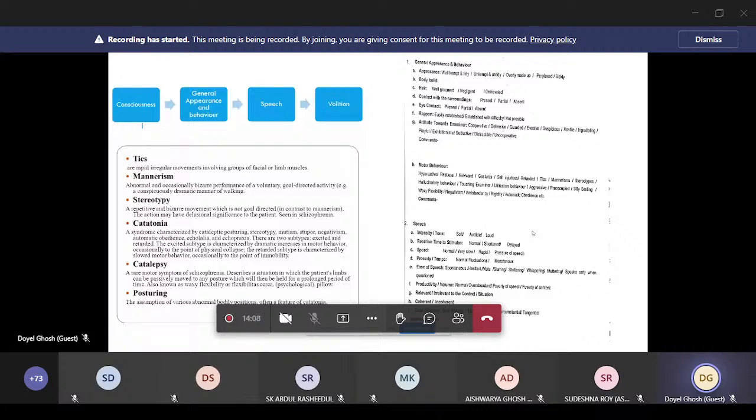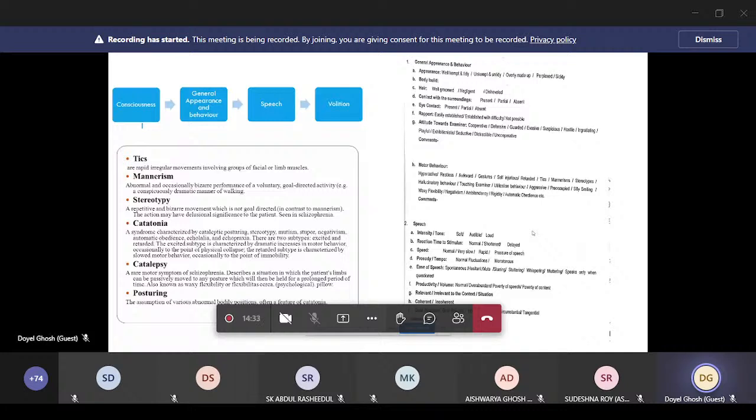Was the motor behavior awkward? Was the person using many gestures? Was there any self-injurious behavior like head banging, cut marks on the hands? Was there any psychomotor retardation? Were there tics? Tics, involuntary movements. You can refer to the slide also.